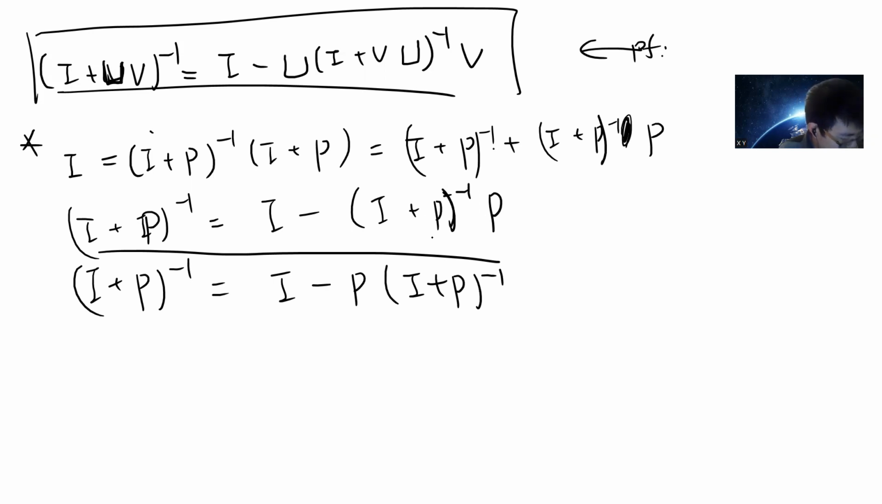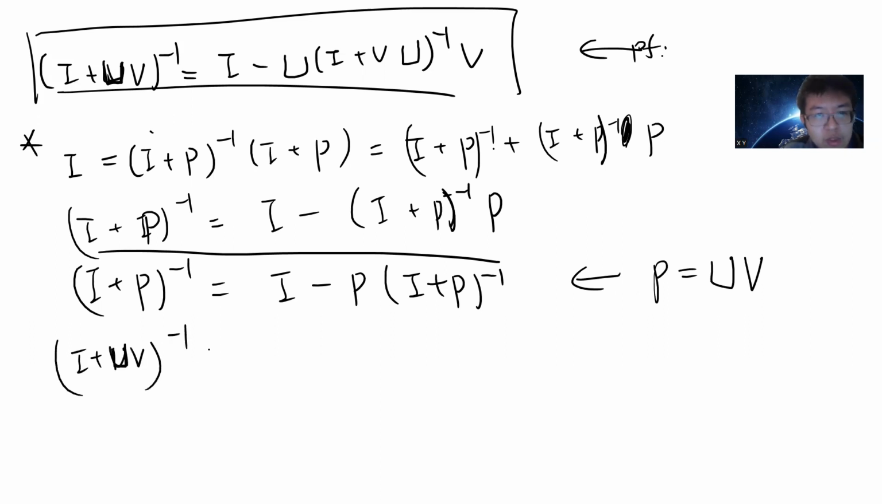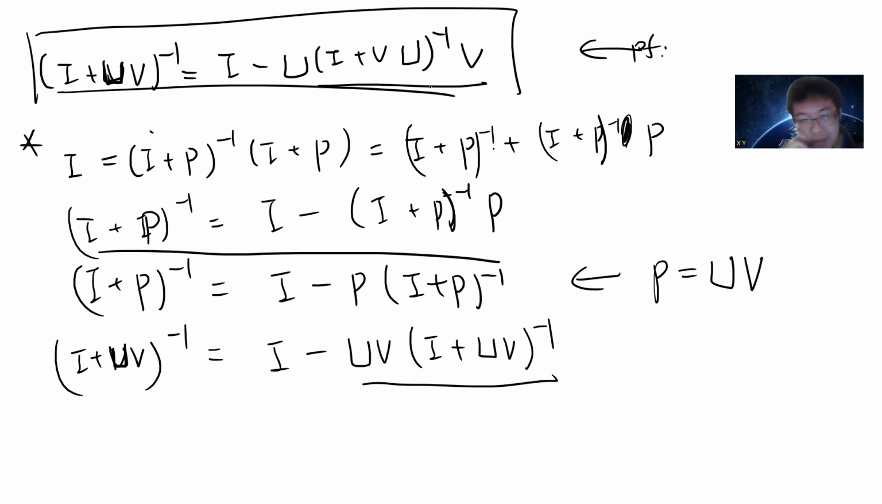Now we are going to look at this. The standard proof is that I just plug in P equals UV. So I get (I + UV) inverse equals I minus UV (I + UV) inverse. The problem is that these two still look different. So we need some way to exchange this.